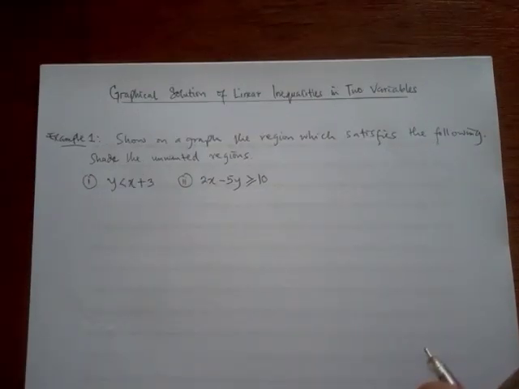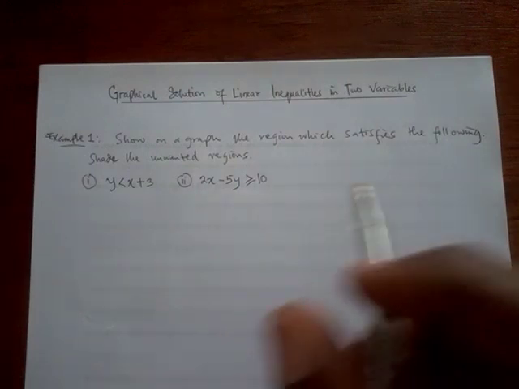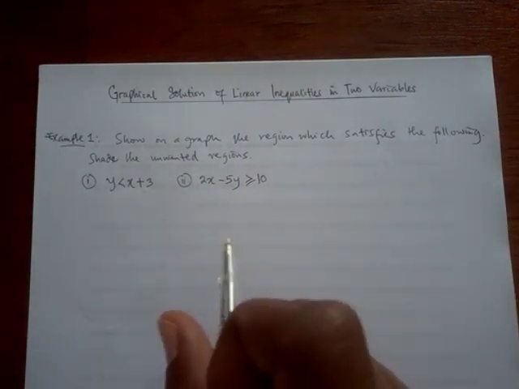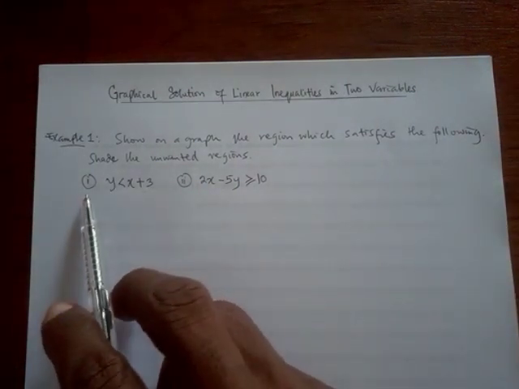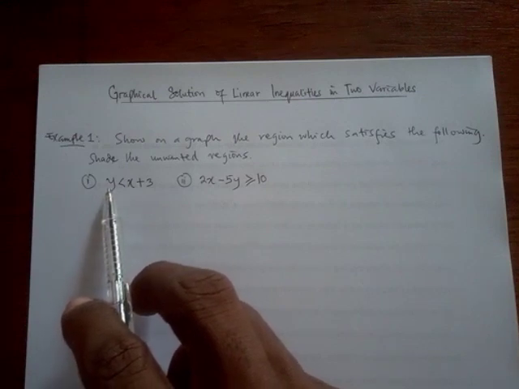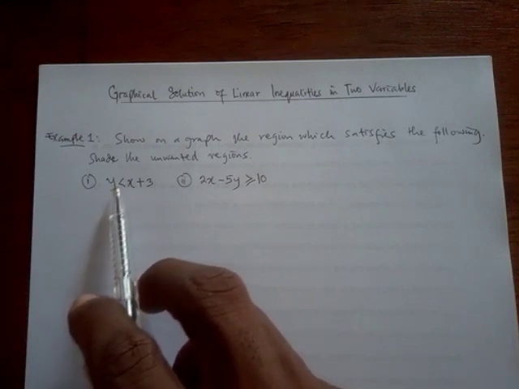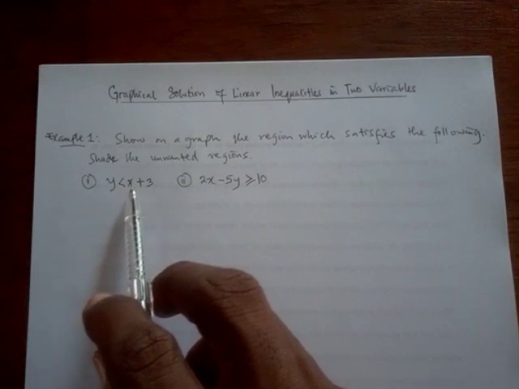In this video, we shall be looking at graphical solution of linear inequalities in two variables. So we have an example here. Show on a graph the region which satisfies the following, and then we are asked to shade the unwanted regions. The first example here, we have y is less than x plus 3.